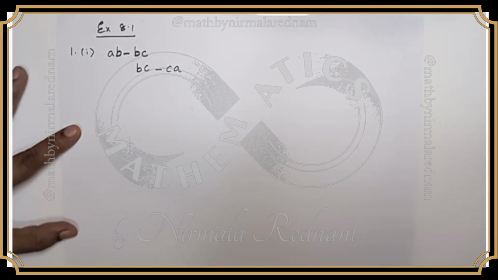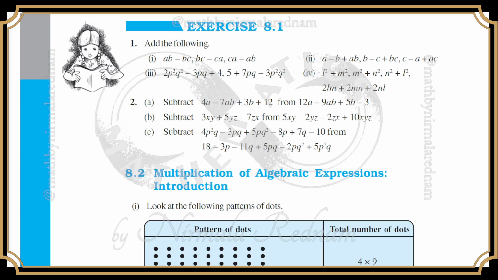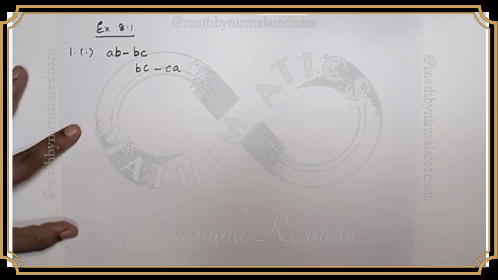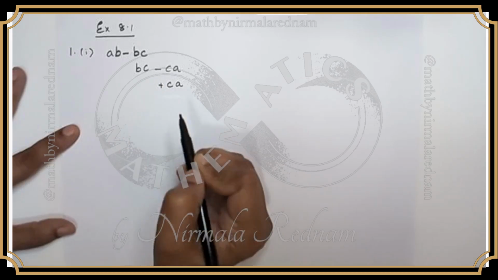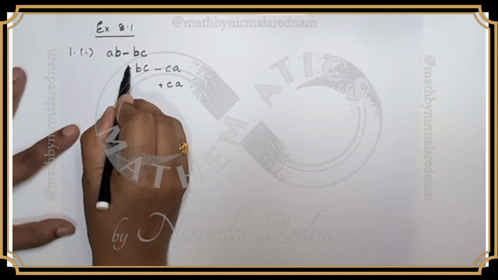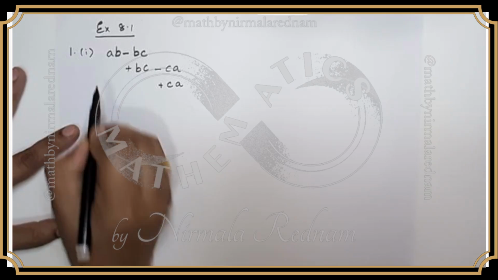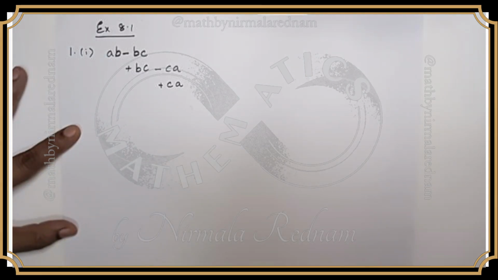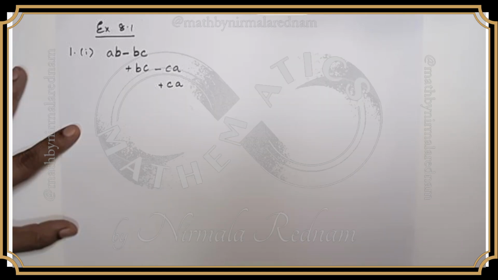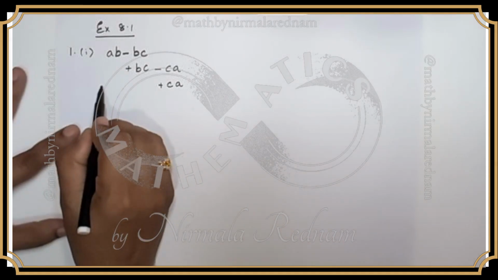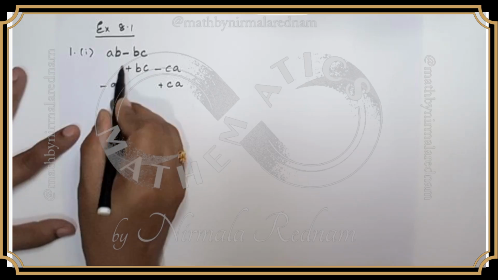Now let's look at the third expression. The third expression is CA minus AB. So CA, clearly I'm going to write it here. Put a plus sign so that there's no confusion, right? And then I have minus AB, right? So I'll write it below, minus BA plus AB, right?